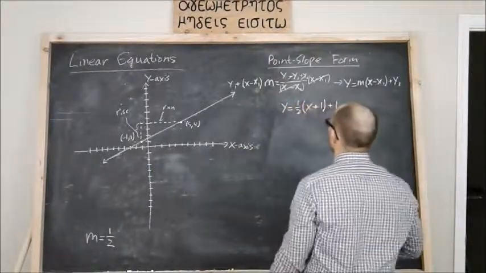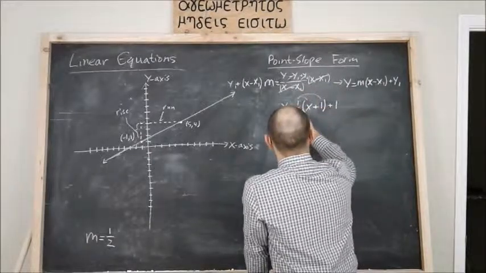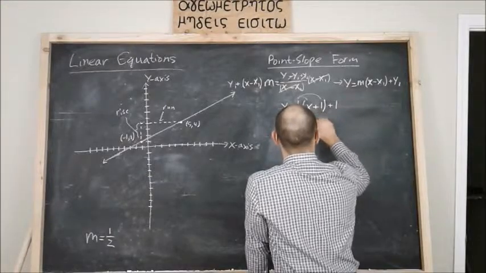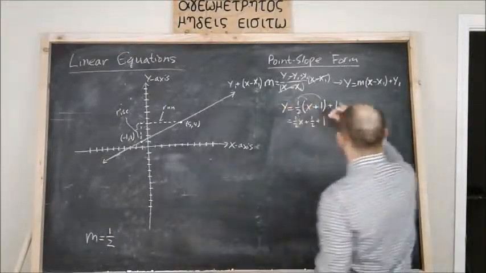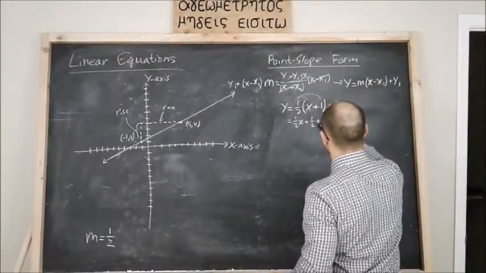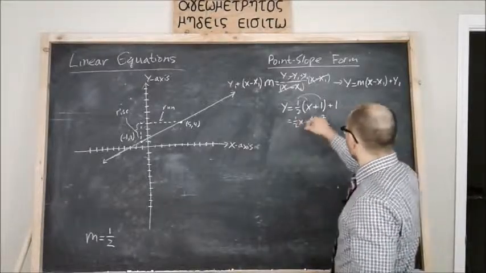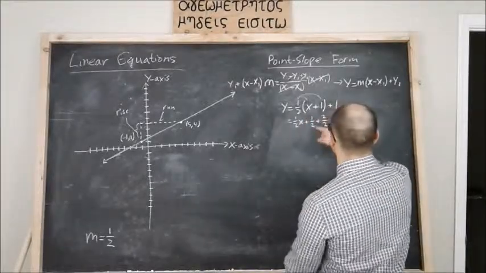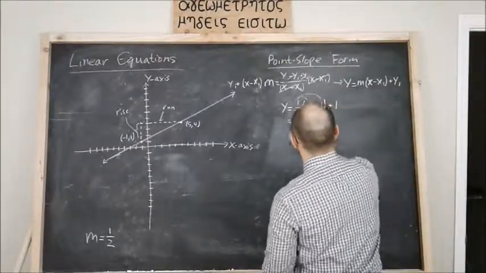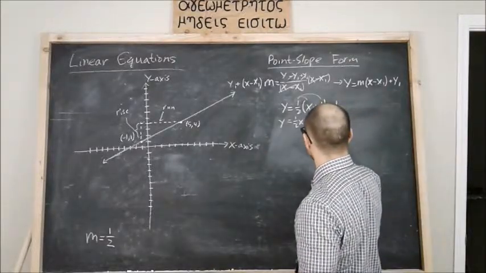Okay, good deal. I can distribute this 1/2 to both terms, so y is equal to 1/2 x plus 1/2 plus 1. Well, 1 can be rewritten as 2 divided by 2. So anything divided by itself is equal to 1. 1/2 plus 2/2 is 3/2, and we keep the denominator. So y is equal to 1/2 x plus 3/2.